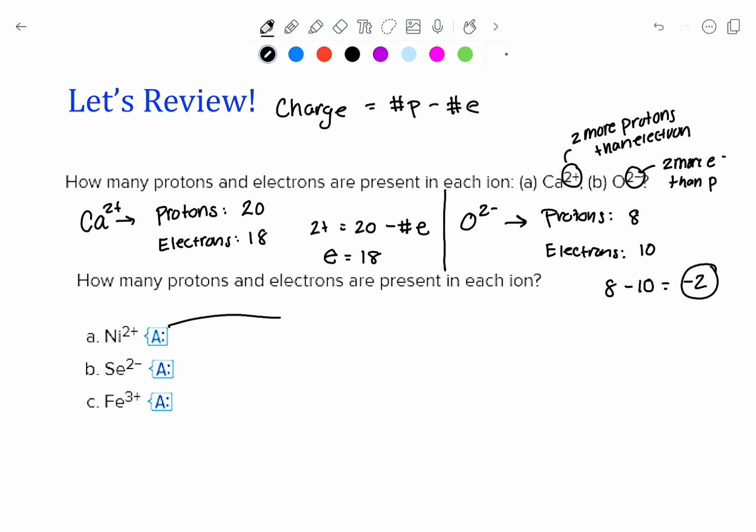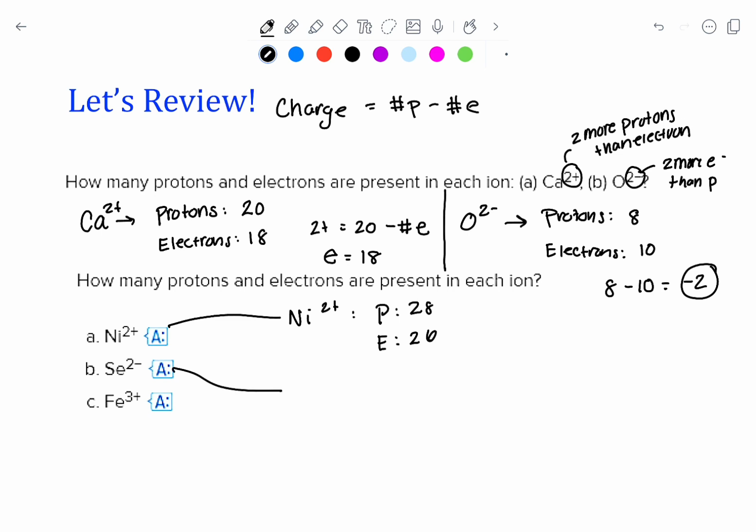Let's start off with nickel 2+. Nickel on our periodic table is element number 28, so it has 28 protons. If it has a 2+ charge, that means it has 2 more protons than electrons. So that would mean our number of electrons is 26.